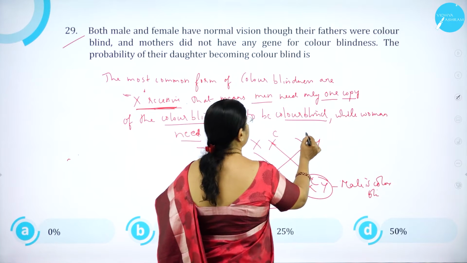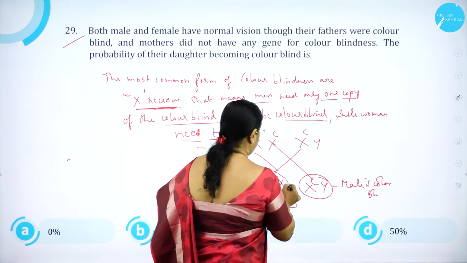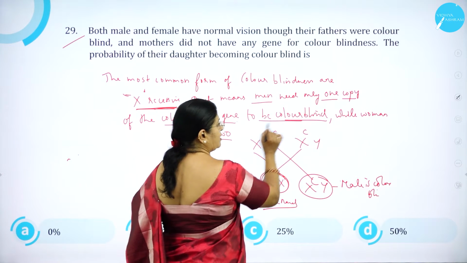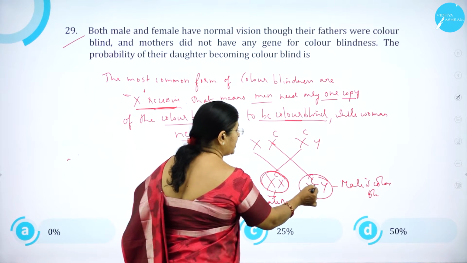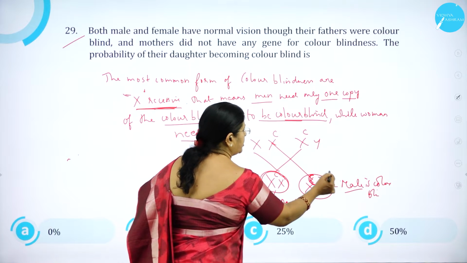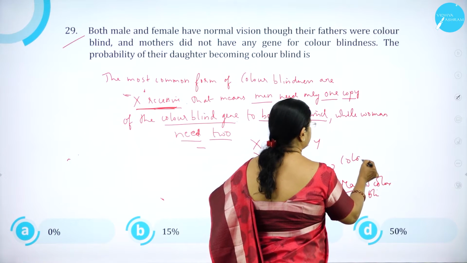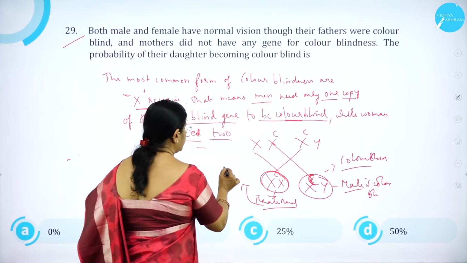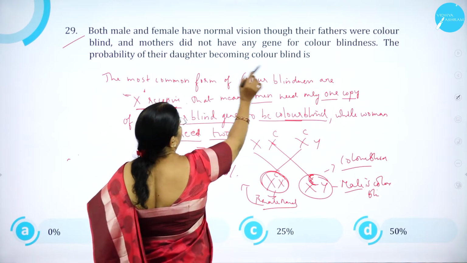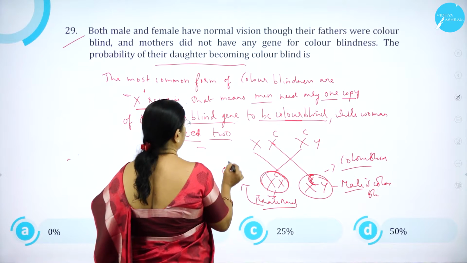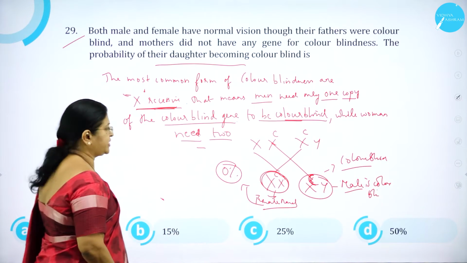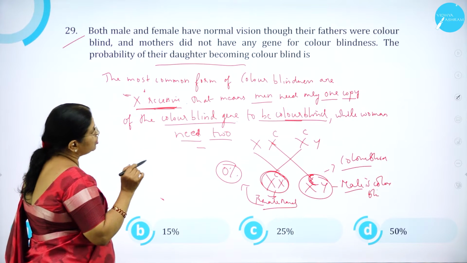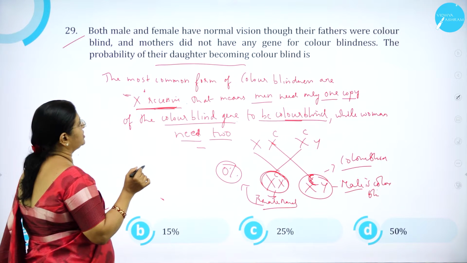Right, here you can see, suppose this also is color blind. But females need what? 2 X chromosomes, 2 color blind genes. But in males only one color blind gene is responsible for what? For color blindness. So we can say that it is 0%. So the probability of the daughter becoming colorblind is what? 0%.